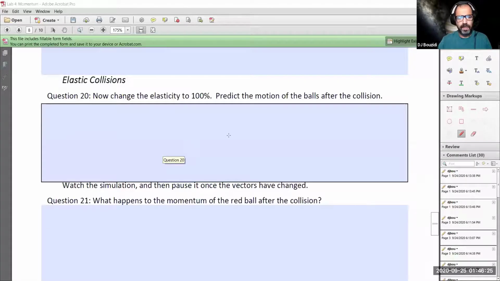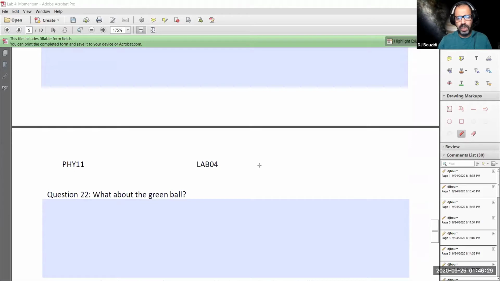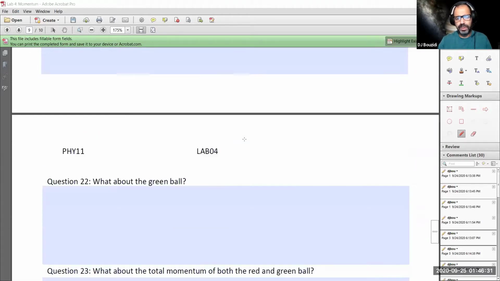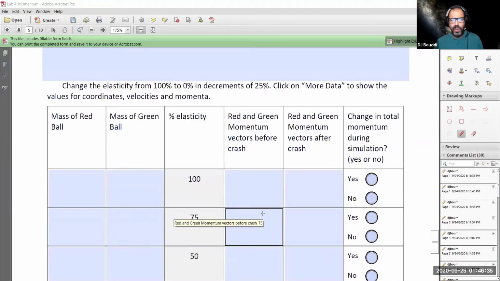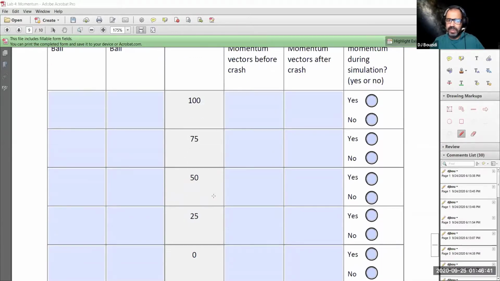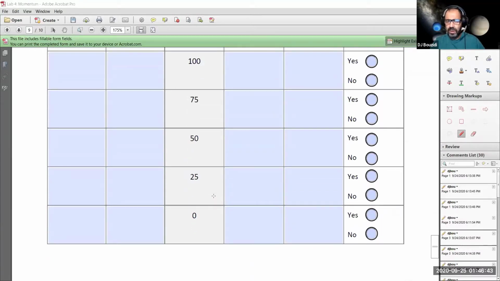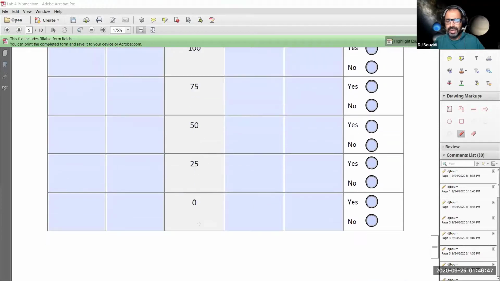Make a prediction and do the actual experiment. And the same thing for the red ball, and the same thing for the green ball, and the same thing for the total one. Now, when you collect data, you're going to change the elasticity from 100 by decrements of 25 all the way to 0, from a completely elastic event to a completely inelastic event.